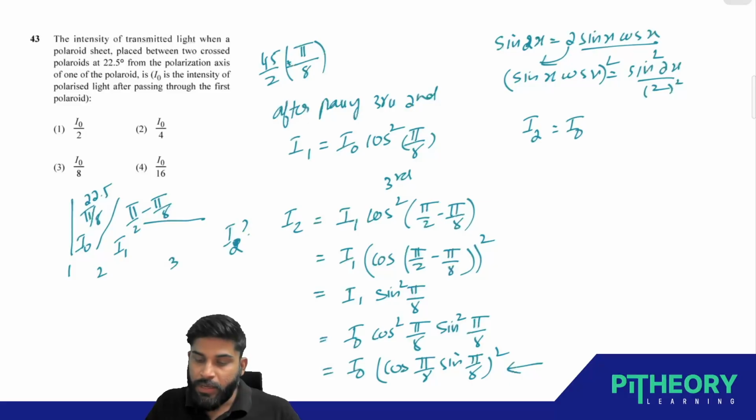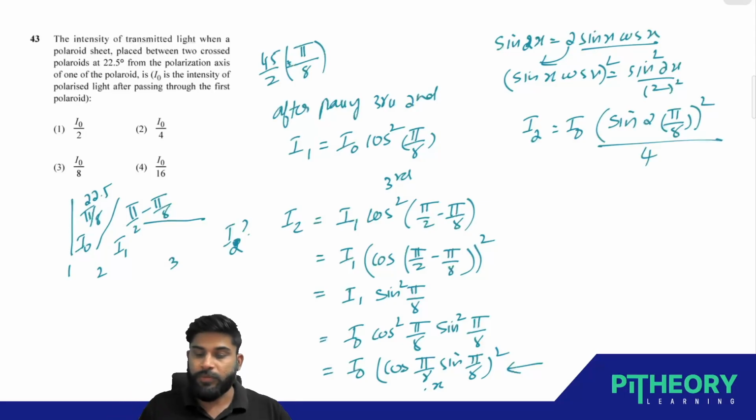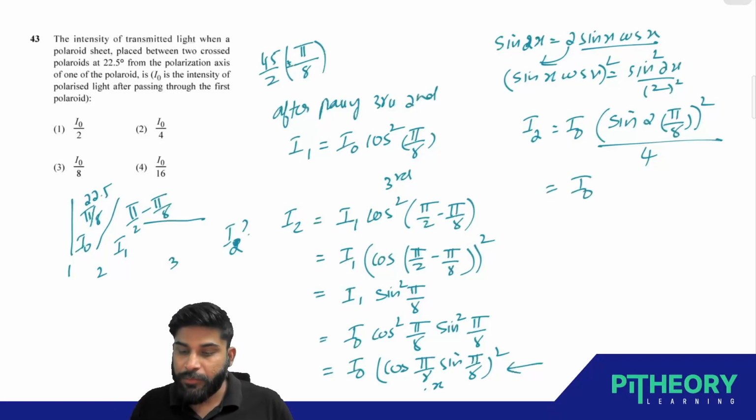I2 is equal to I naught into, instead of sine pi by 8 into cos pi by 8, you can write sine 2x, where x we took as pi by 8. So 2 into pi by 8, sine 2x whole square divided by 2 square, which is 4. So you get I naught into sine square of pi by 4 divided by 4.